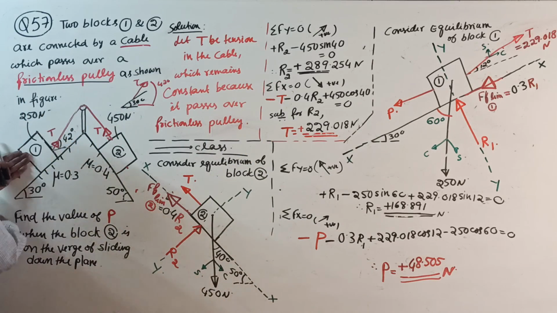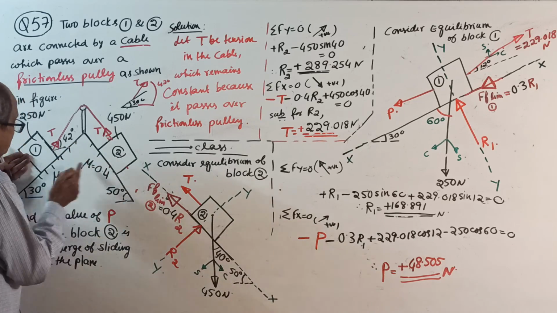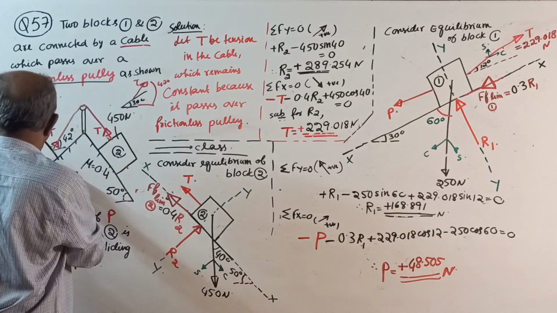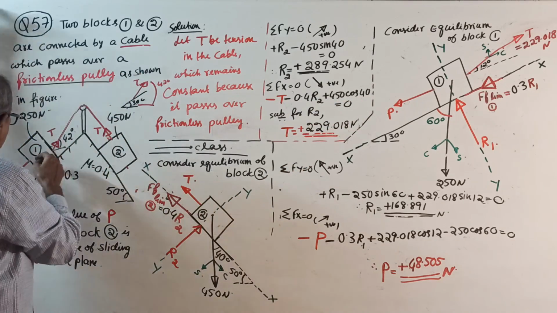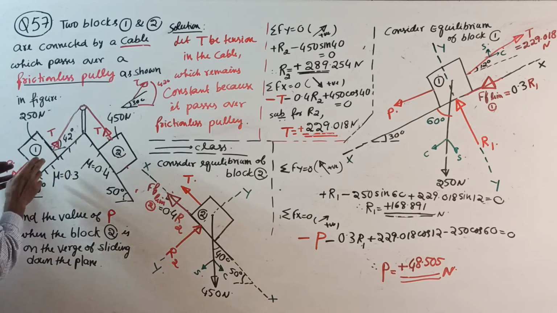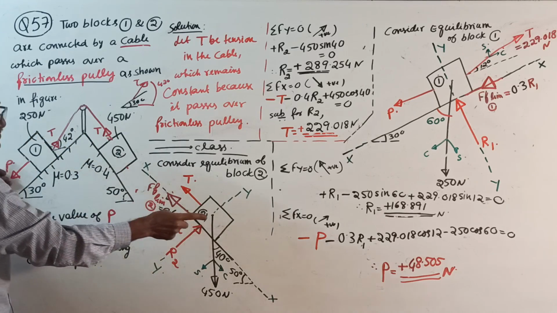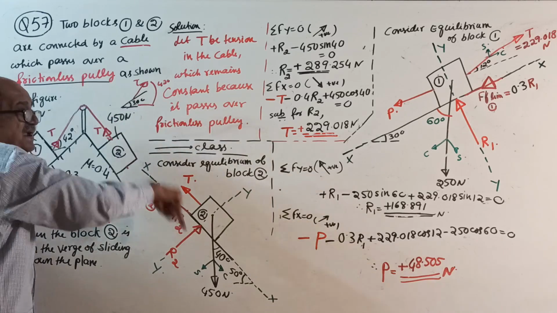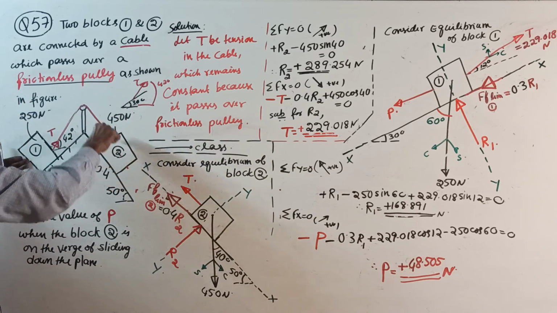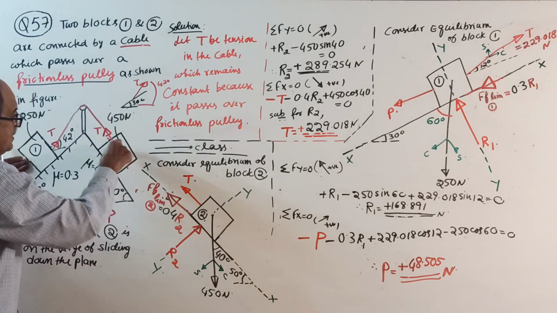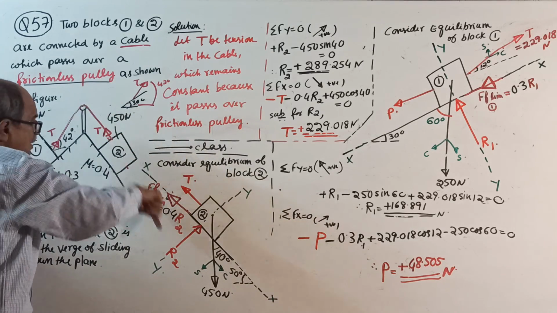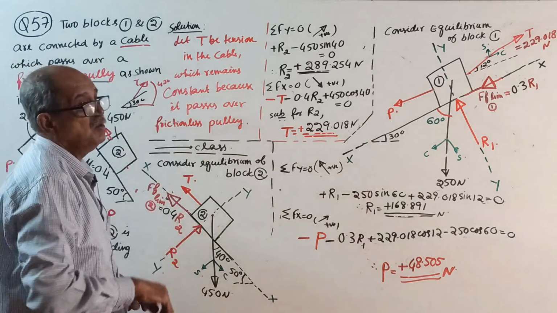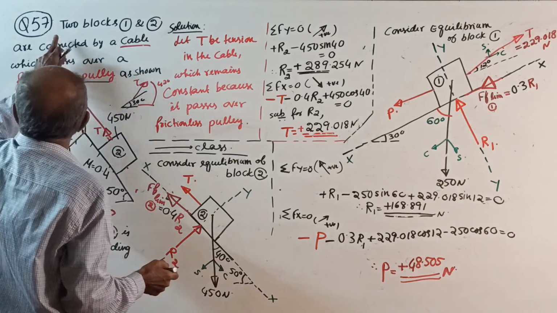Since it is sliding down, friction is up here. If you apply a force of 48.505, not block 1, block 2 is on the verge of sliding down, which means friction is up. When block 2 is on the verge of sliding down, block 1 is on the verge of going up, so friction is down. Now this question is 57.